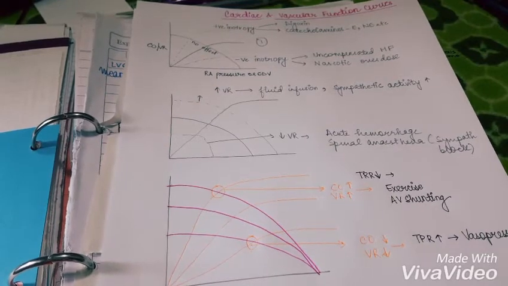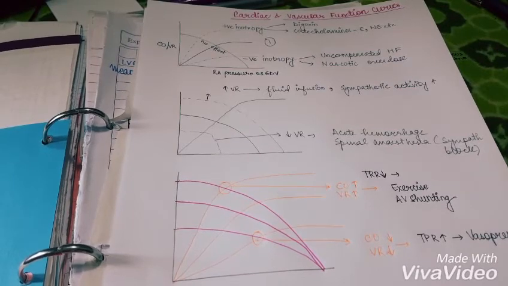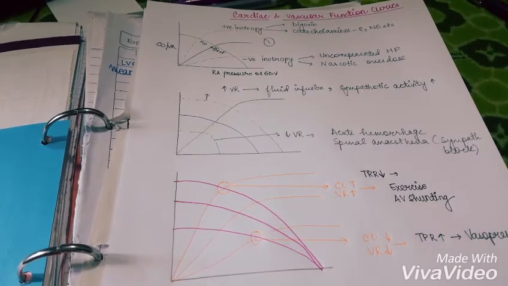The main determinant of the total peripheral resistance is the arteriole. So whenever the total peripheral resistance is decreased, the cardiac output will increase, the venous return will increase, and this will happen in case of exercise and AV shunting.